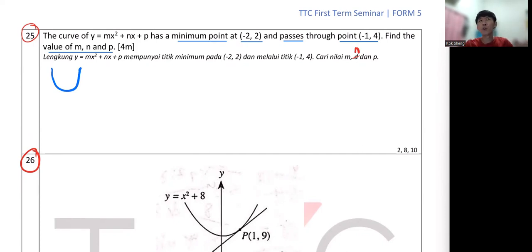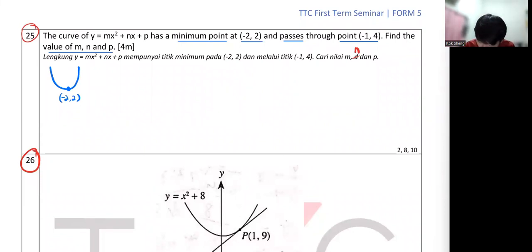So minimum point, as you know, if we talk about the smiley face, right? The minimum point is the lowest point of the graph. I draw the curve again, a bit ugly. Okay, so the minimum point is the lowest point, somewhere around here. I put the lowest point over here. So the point here is negative 2, 2. And besides that, it also passes through negative 1, 4.